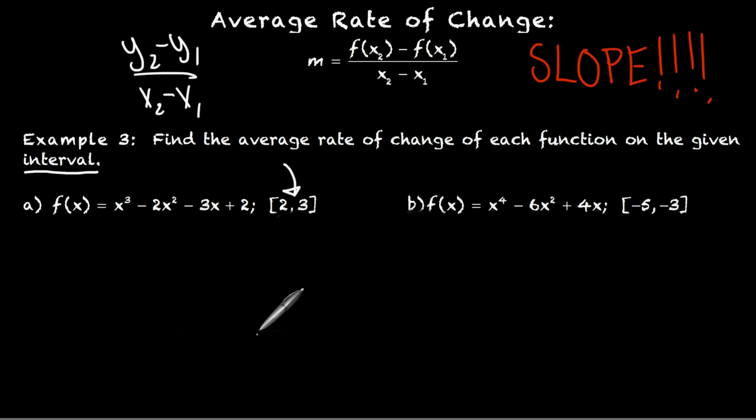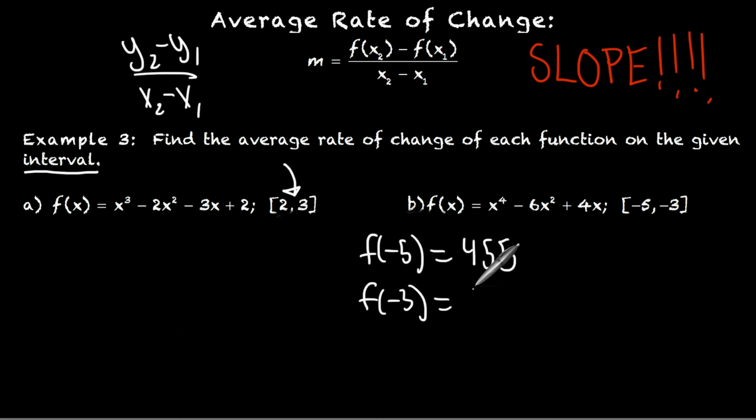Okay, for the sake of time, I am not going to show all of the calculations for part B here, but the same rules apply. So we're going to plug negative 5 in, and if you do all the calculations, you'll end up getting 455. And then when you plug in negative 3, you'll end up getting 15. So my ordered pairs are negative 5, comma 455, and negative 3, comma 15.